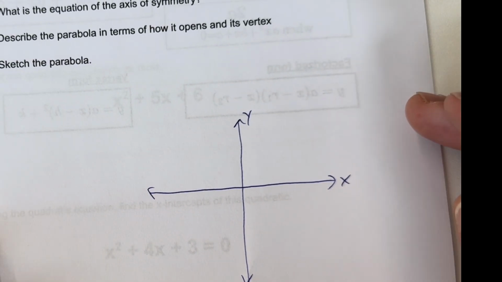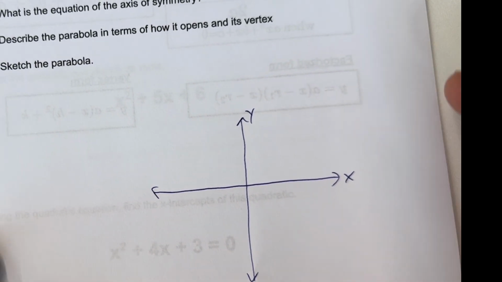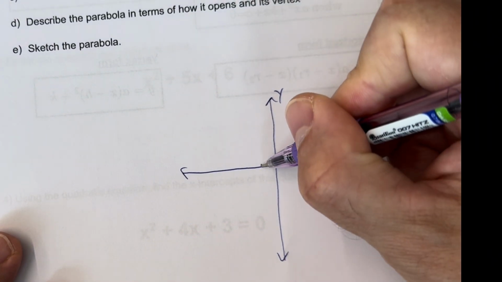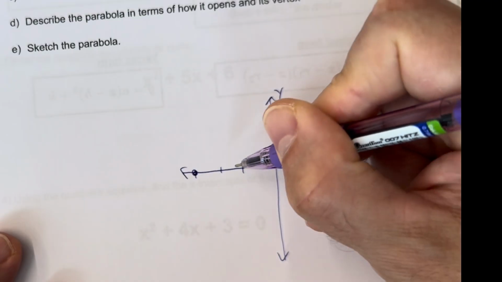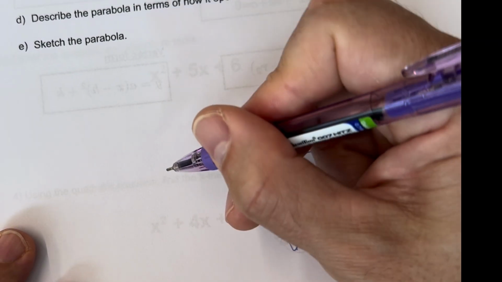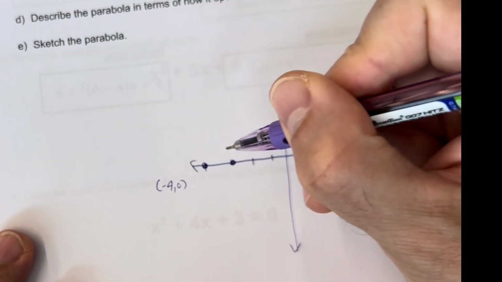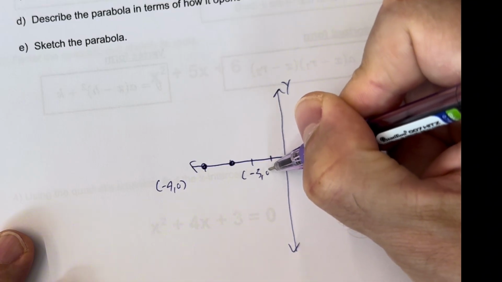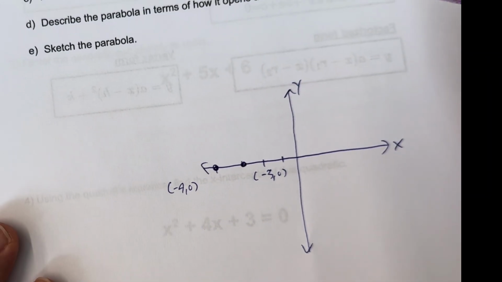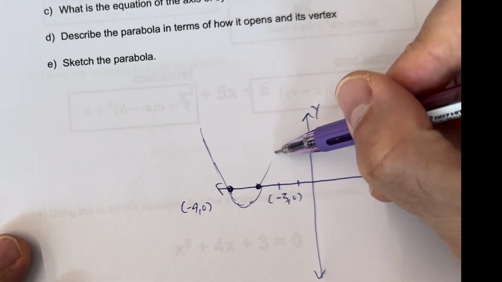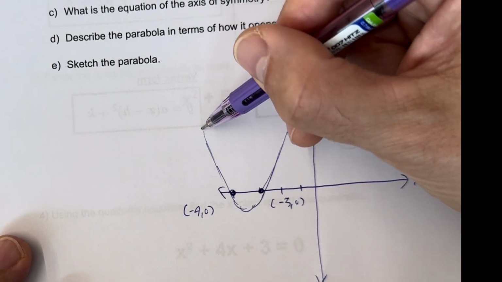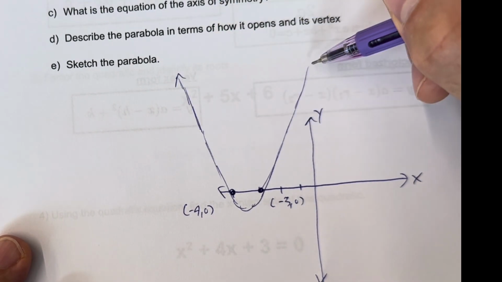And then we already did all the work earlier to show that our x-intercepts were at -4 and -3. 1, 2, 3, 4. There's -4. There's -3. I'm labeling those points. That's a big, big move. Go ahead and sketch this parabola. It's going to come up like that. Not the best sketch in the world, but it'll get there.